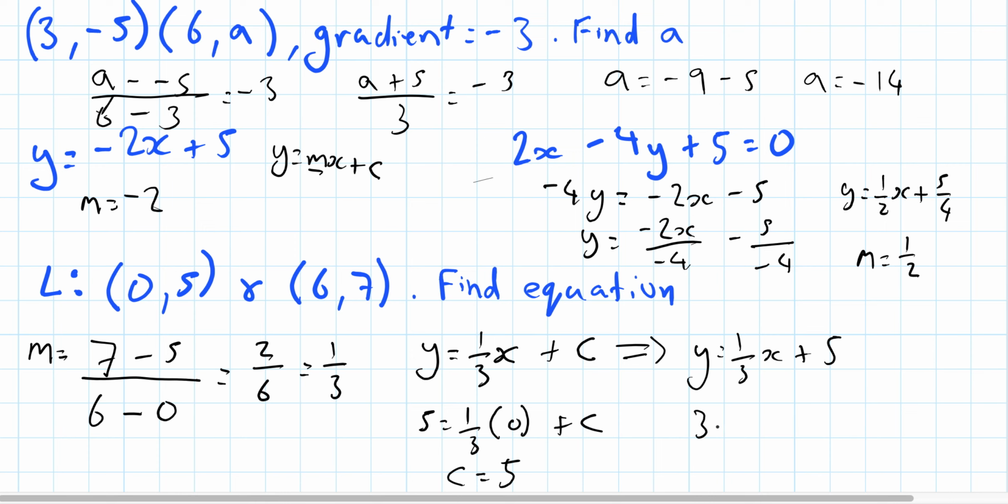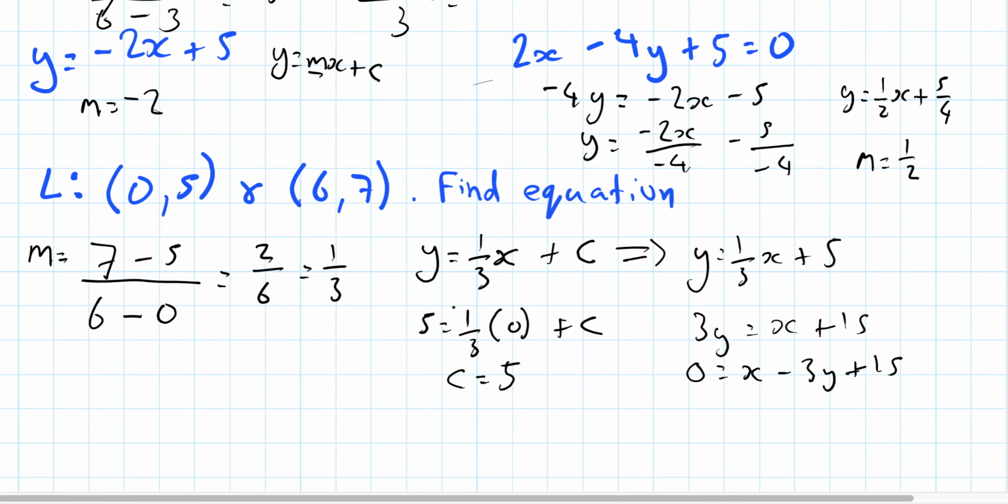So I've got 3y equals x plus 15, and then rearrange it. I just take the y over to the other side. So 0 equals x minus 3y plus 15. And that's it for the gradient for this part.